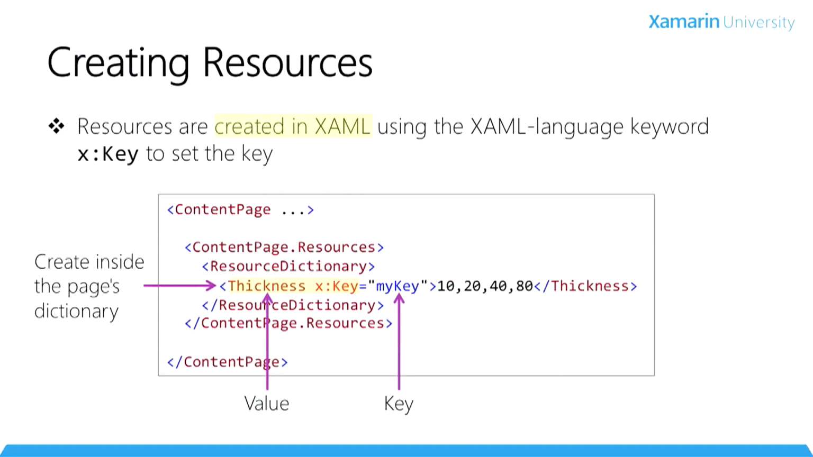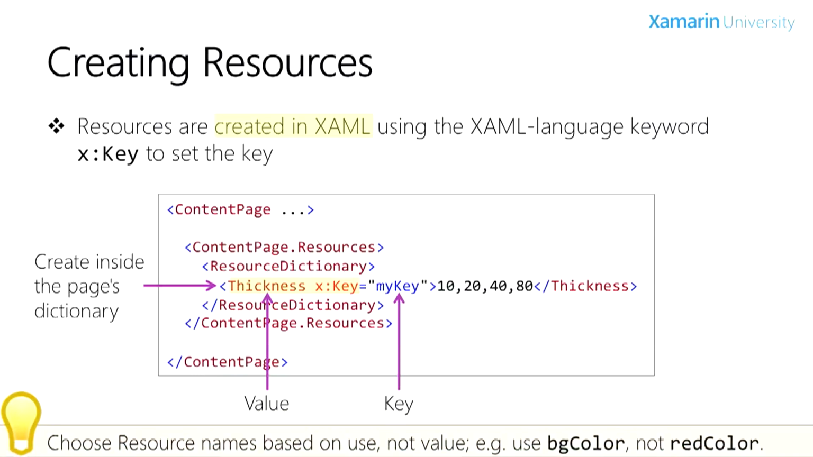Resources are most often created in XAML. You declare them inside a resource dictionary, and when you're adding to a dictionary, you need to specify a key and a value. So you use x:Key to set the key, and the object you create becomes the value. So in the slide here, we're creating a resource of type thickness with a key of my key and some values. It's worth noting you should probably name them based on what you're going to use them for rather than the actual value. That way, when you look at a resource, you can see it's, for example, background color, but if you set it as red color, you might not know where you're using it.